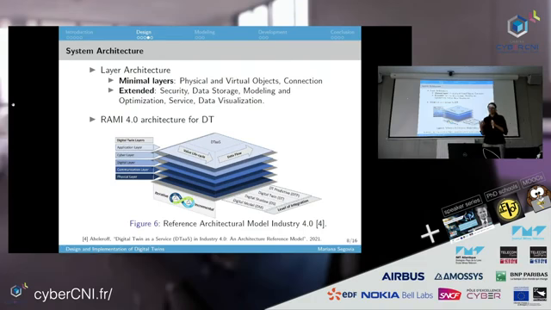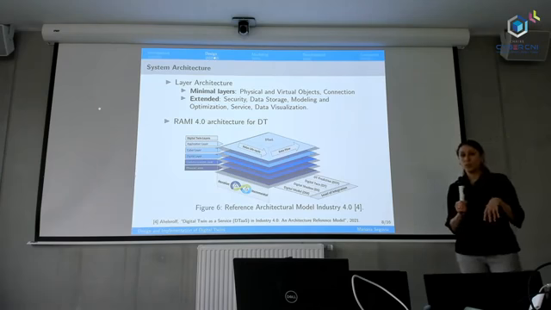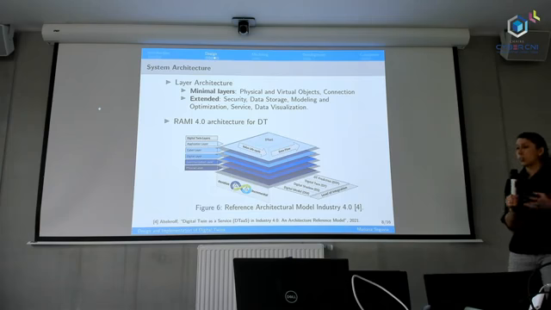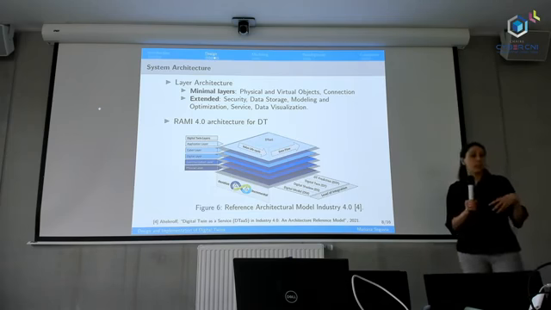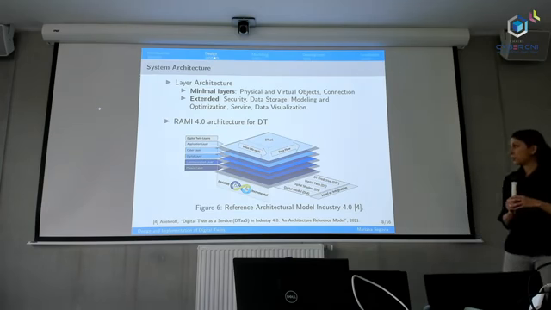And the other is to extend this architecture by adding, for example, a security layer, also data storage, modeling and optimization, a service layer which has all the AI applications and data-driven analysis, and also data visualization. And the other option is to use the RAMI 4.0 architecture, which is a common understanding of different industrial use cases that can be adapted to different industrial applications.